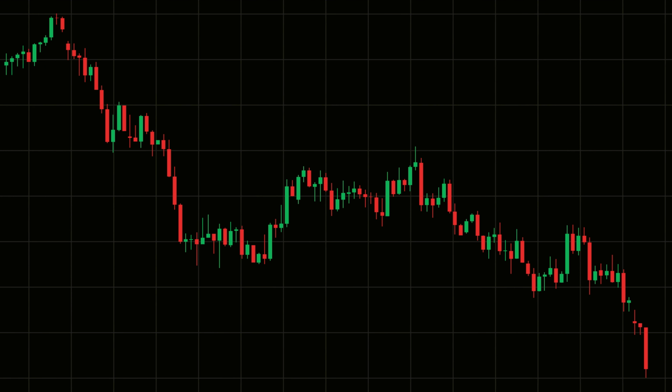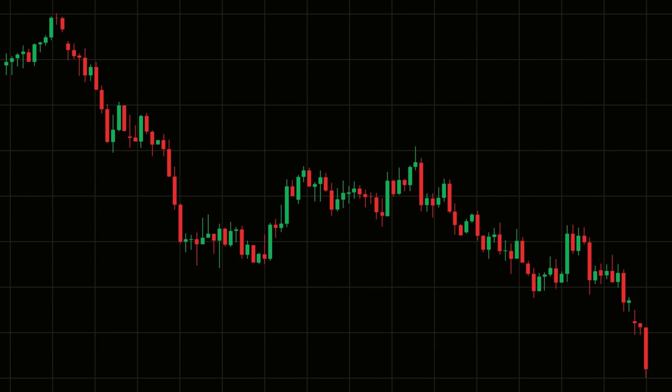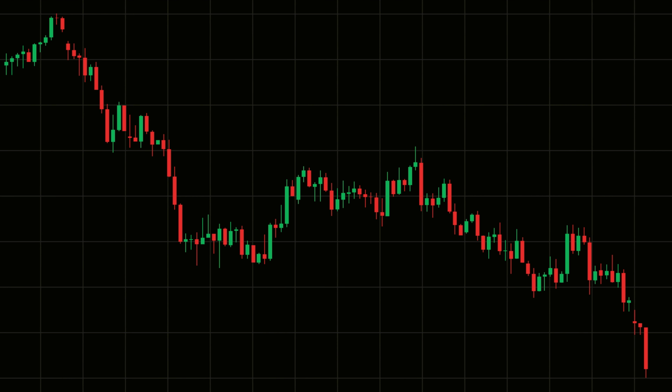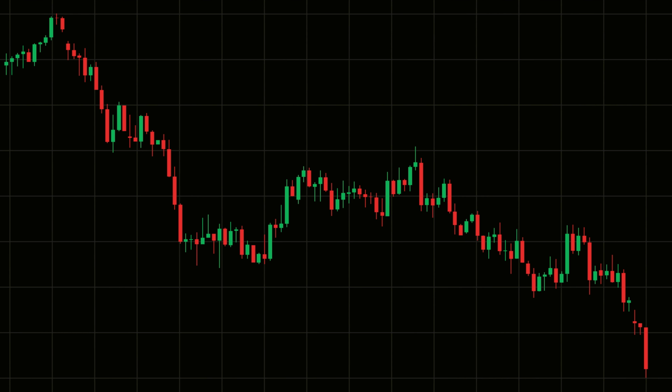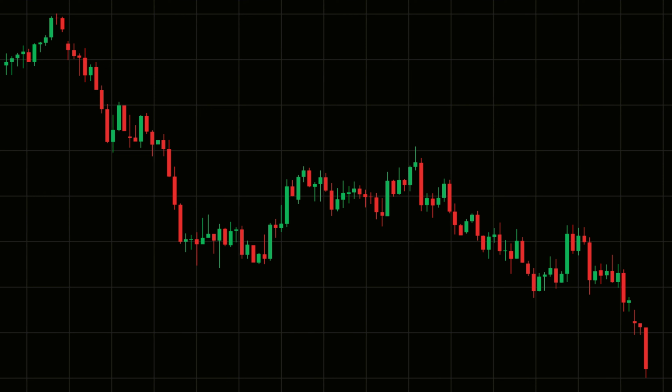Let me give you a clear example. Here's the 4-hour chart of the Australian dollar against the US dollar. We'll use the TLS method to evaluate the pin bar setups appearing on this chart. Starting with the first element, the trend.